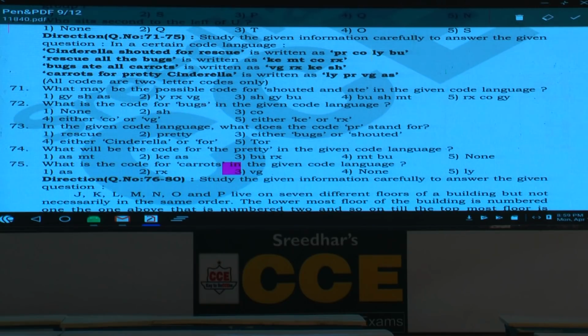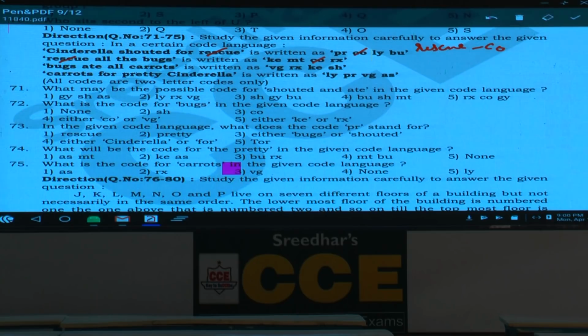First, we need to compare the first and the second statements. If you compare these two, tell me which word is common here. Rescue is the only word which is common here. As rescue is the common word, tell me what is the code common between these two. CO is common between them. Hence, the code for the word rescue is CO.